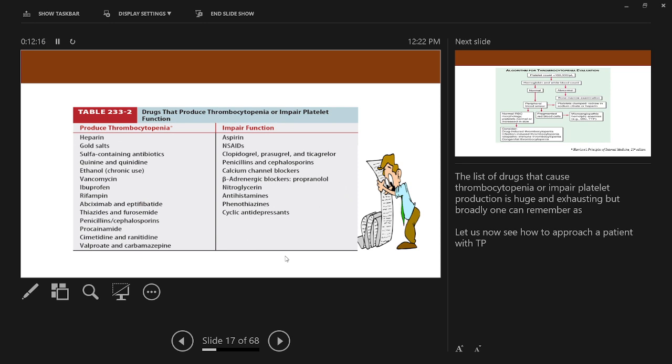These are the huge and exhausting list of drugs that can actually cause thrombocytopenia. And these were given internally, but there are many more to this list. Broadly, you can remember it as anticoagulants like heparin, antiplatelet drugs like abciximab, eptifibatide, and tirofiban, anti-malarials like quinine and quinidine, and anti-tubercular drugs like rifampicin.